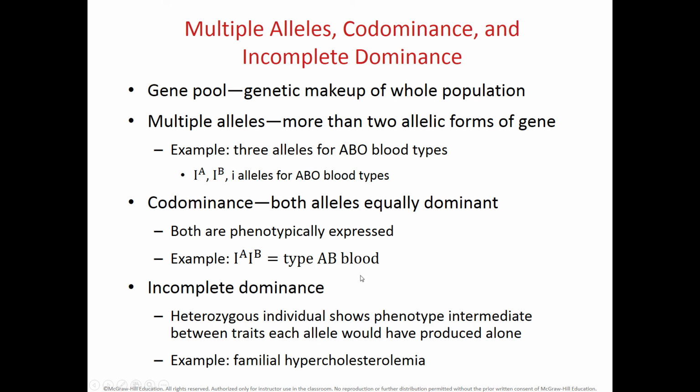Now you can also have incomplete dominance, in which someone might have a dominant allele and a recessive allele, and the person will show an intermediate type. So it's not completely dominant, but it is not recessive either. An example will be when someone has a trait that is called familial hypercholesterolemia.